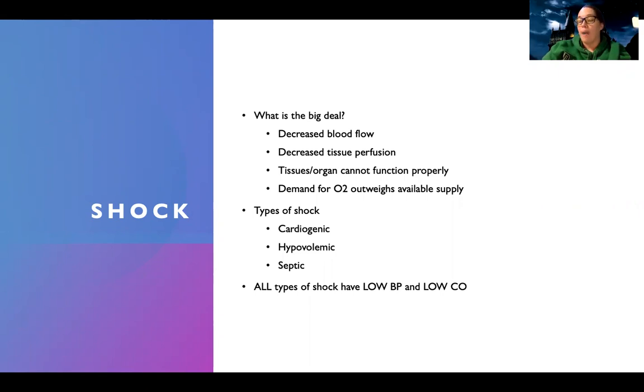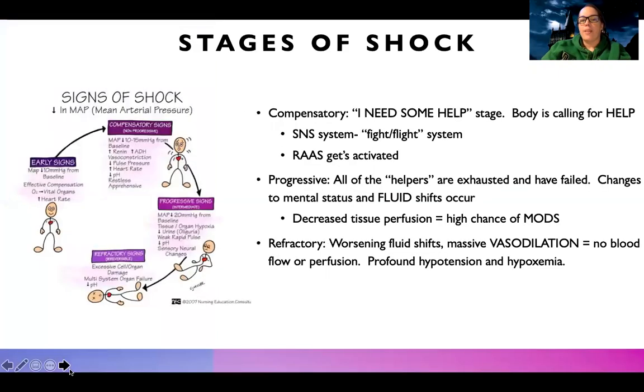Shock is all about tissue perfusion, because when we don't get that, we end up getting tissue death and organ death as well. All the happy things. So let's talk a little bit about the stages of shock.